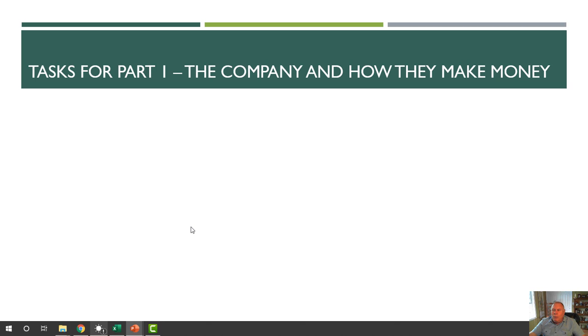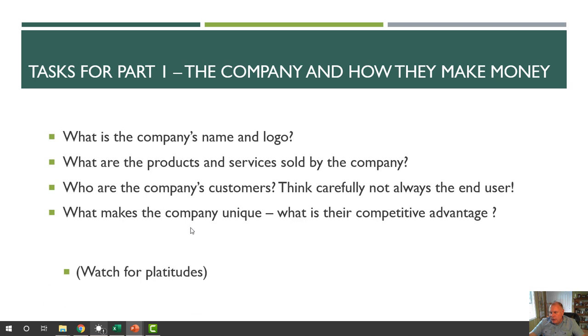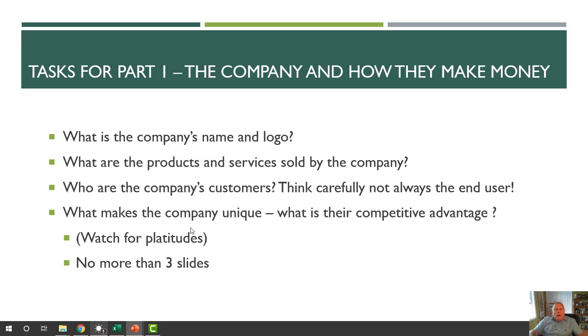Task 4, part 1. How do they make money? What's the company's name and logo? What are the products and services sold by the company? Who are the company's customers? Think carefully. Not always the end user. What makes the company unique? What is their competitive advantage?